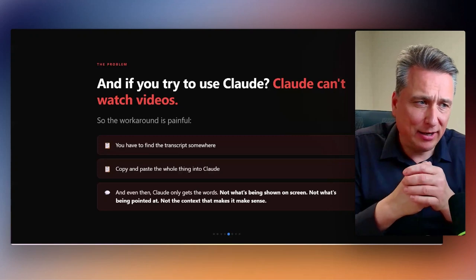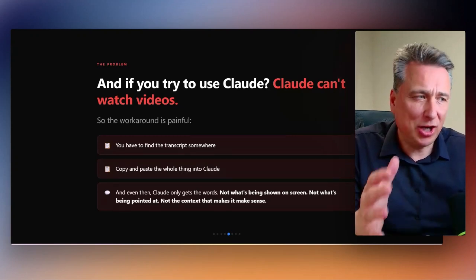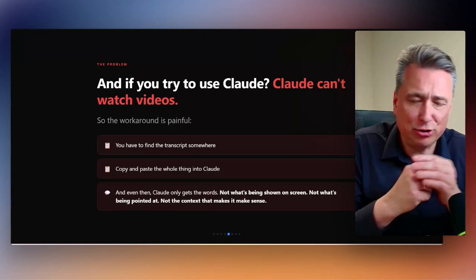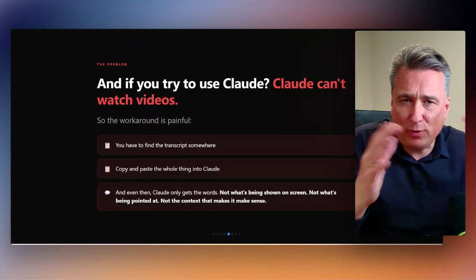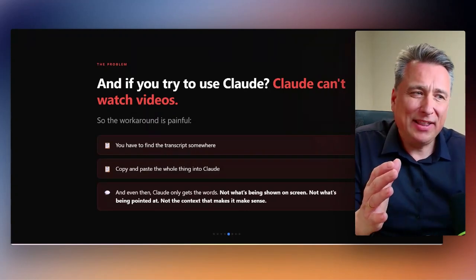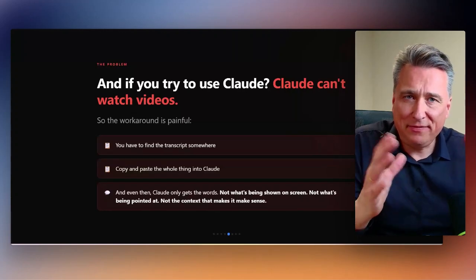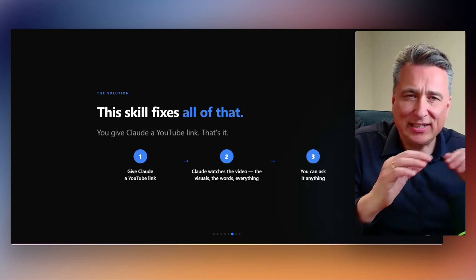And even then, Claude only gets the words, not what's being shown on the screen, not what is being pointed at. If there's a screen or a whiteboard and they point at something, you won't even be able to see it. So you won't get the whole context that makes the video complete. The solution is this skill, which fixes all of that.